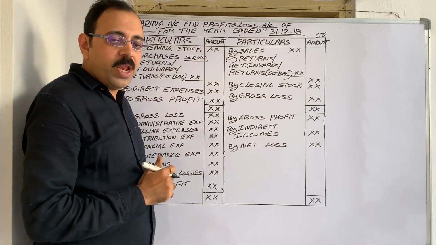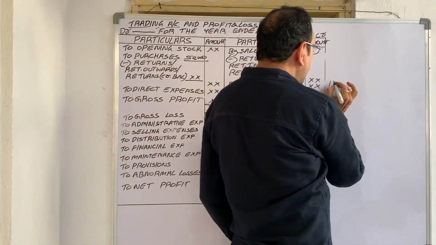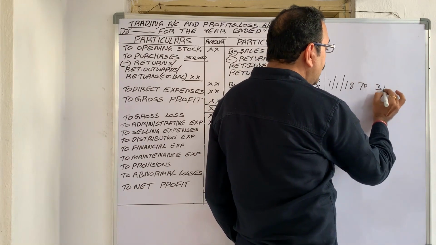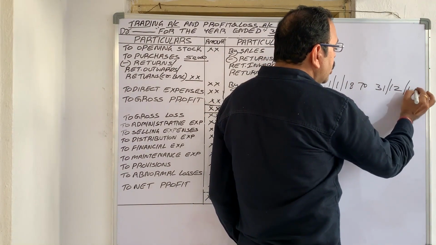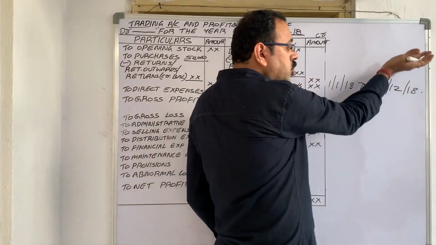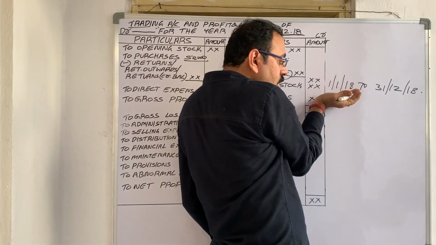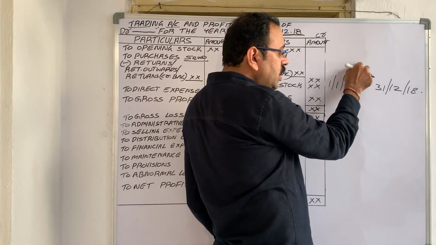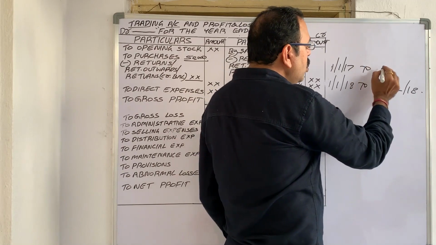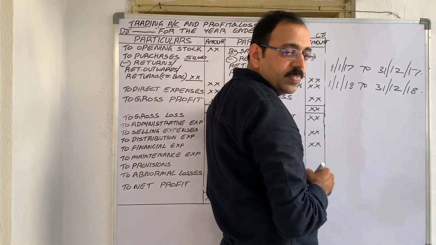What is the meaning of opening stock? Our current year is 1st January 2018 to 31st December 2018. Opening stock means the unsold stock left over at the end of previous year becomes opening stock for current year. What is the previous year? 1st January 2017 to 31st December 2017.